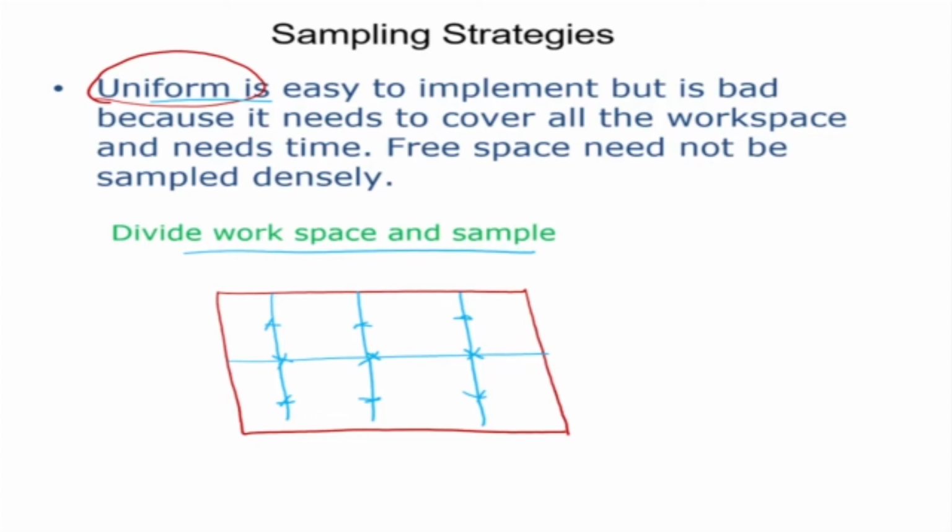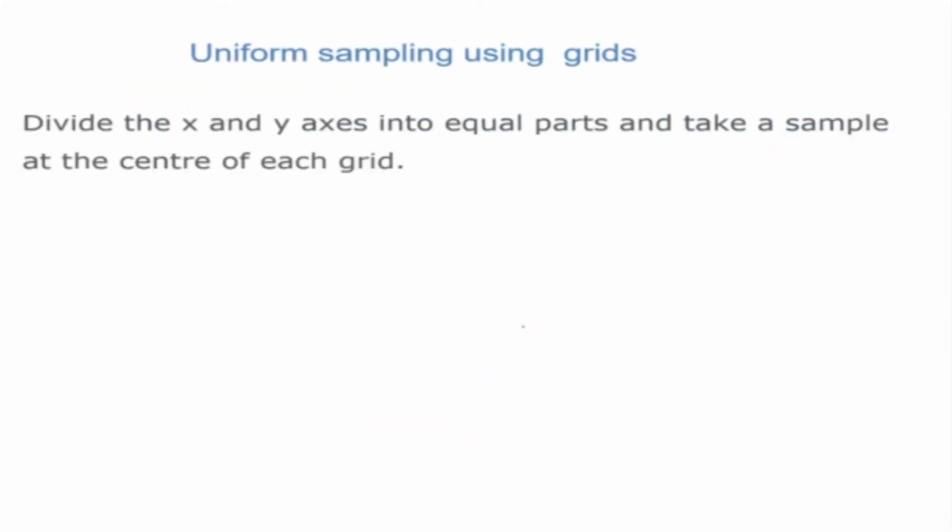This is something very similar to the cell decomposition methods. But this is not a good idea because you are ultimately covering the whole workspace, which is actually not required. Now, uniform sampling using grids: divide the x-axis and the y-axis into equal parts and take a sample at the center of each grid.